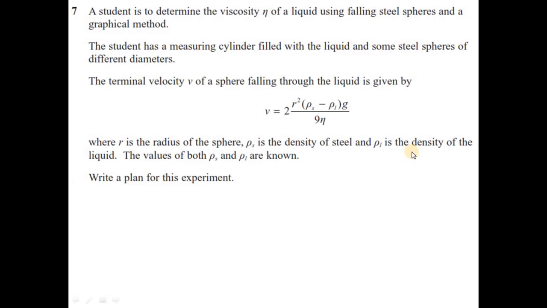Question number 7. A student is to determine the viscosity eta of a liquid using steel spheres and a graphical method. The student has a measuring cylinder filled with a liquid and some steel spheres of different diameters. The terminal velocity v of the sphere falling through the liquid is given by this equation, where r is the radius, rho s is the density of the sphere, and rho l is the density of the liquid.